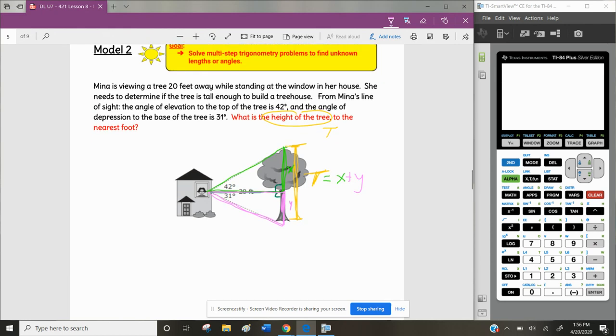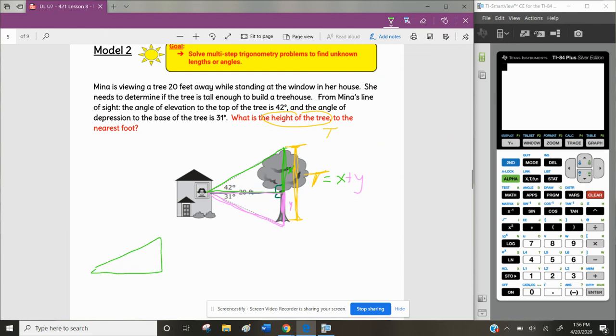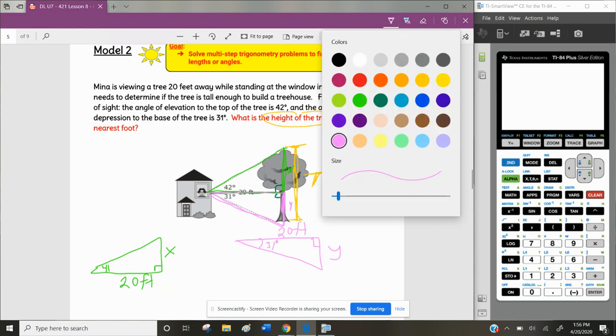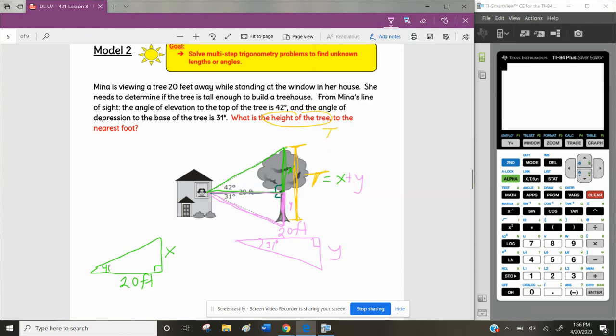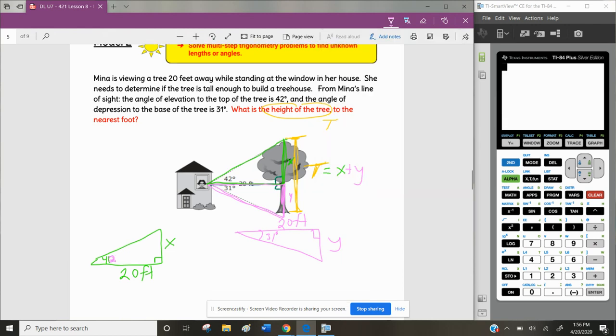So again, I have 2 right triangles here that I'm going to use. So we have 42 degrees, a right angle, we have X, and we have 20 feet. And then we have our other triangle in purple. Here's Y, here's my right angle, we have our 20 feet, and we have an angle of decline of 31 degrees. Oop, that's 42 over there. 42, wrong color. Okay, that's okay though.